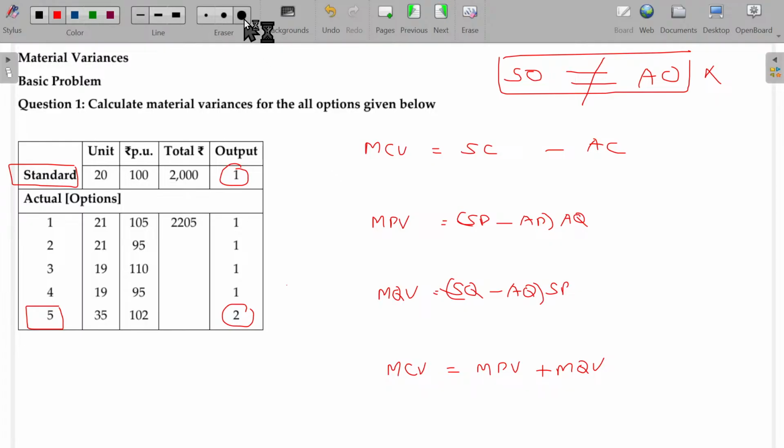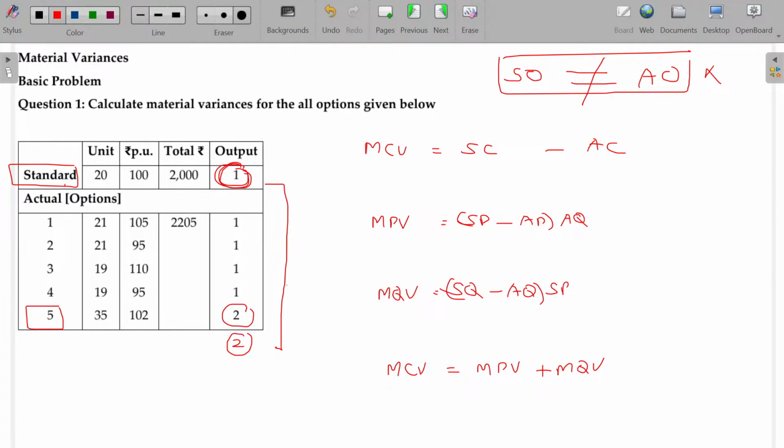How? Here, for 1 unit, the standard is given. Now you have to make the standard for 2 units. What could be the standard for 2 units? So always remember, if the output for the standard is different from the actual output, then find out the standard cost for the actual output.